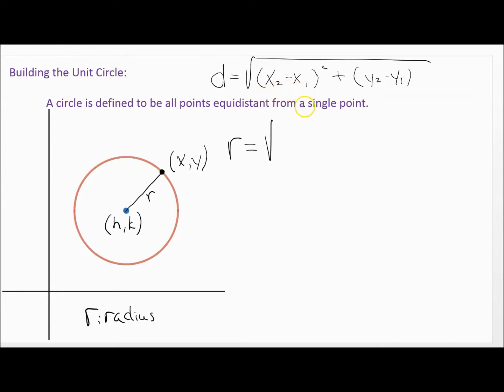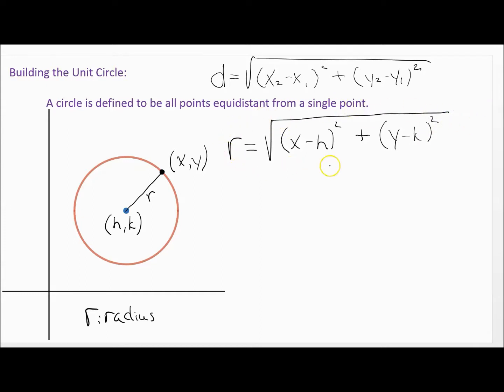Now, x2 minus x1 means I'm supposed to subtract my x's. Well, the x here is called h, and the x here is called x. So I'm going to say x minus h squared plus, this says I'm supposed to subtract the y's. y2 minus y1, I left off the square. It really is there. So I subtract my y's. Now, in my picture over here, my y's are called y and k. So I'm going to say y minus k squared, and all that's underneath a square root.